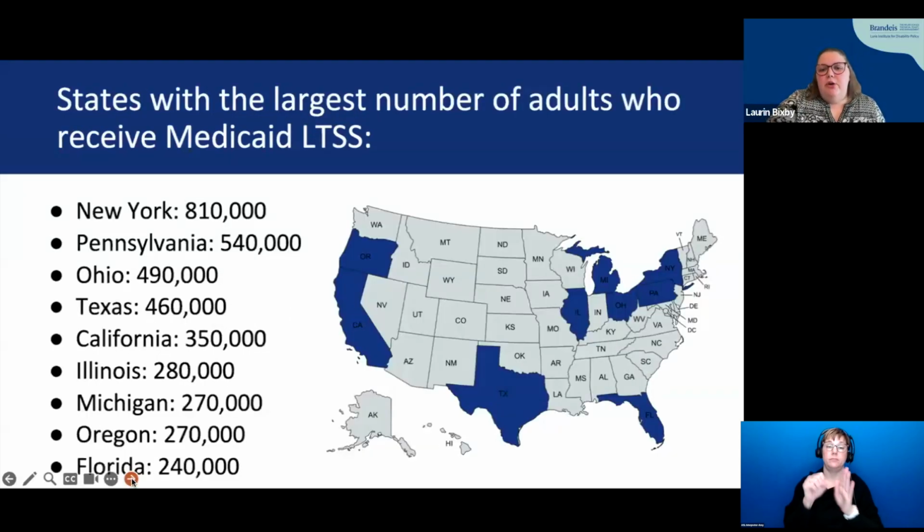States with the largest number of adults who receive Medicaid LTSS, which in part just reflects larger state populations, but potentially also more robust LTSS programs, include New York, Pennsylvania, Ohio, Texas, California, Illinois, Michigan, Oregon, and Florida. I do want to note that our estimates are likely undercounting people who receive Medicaid LTSS in many states due to TMSIS reporting issues. For example, we know that this is the case in California as they have their own LTSS data dashboard that we can compare to. But next slide, please.